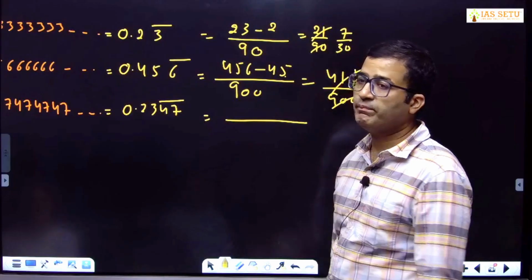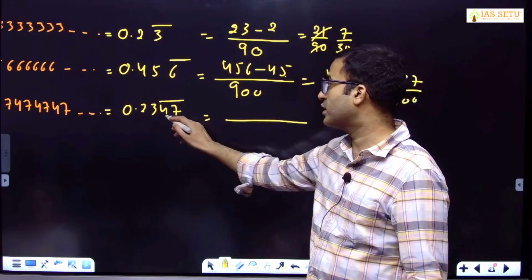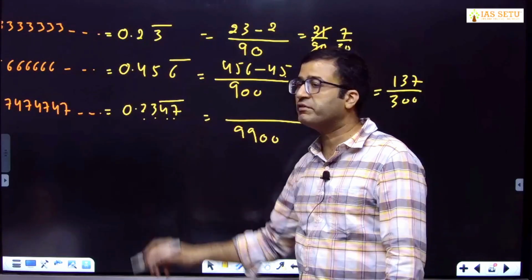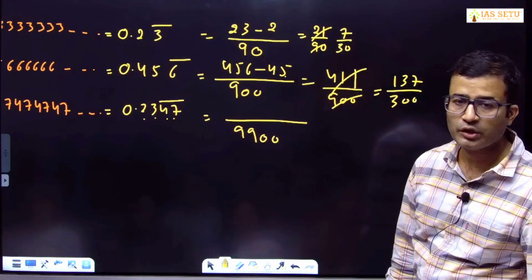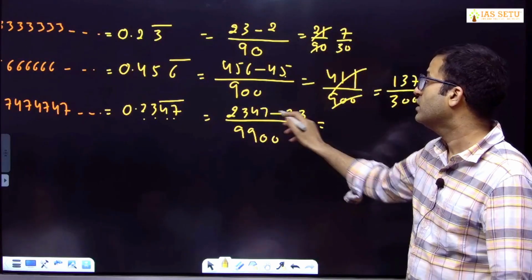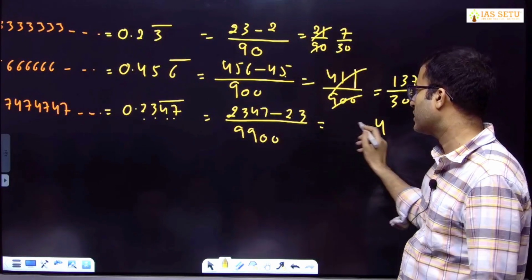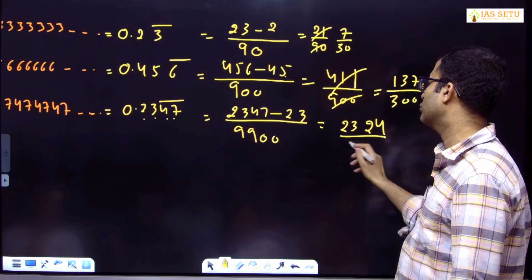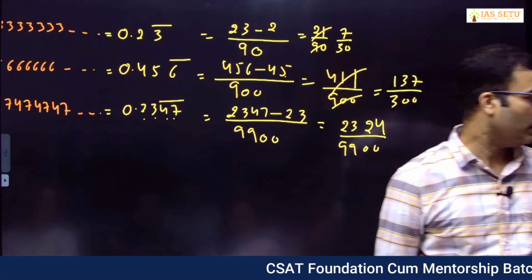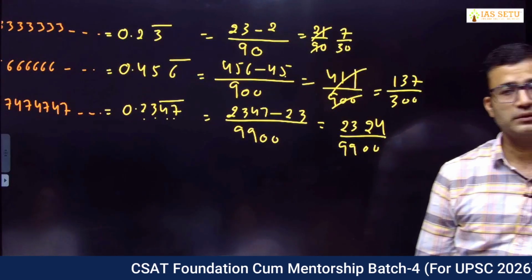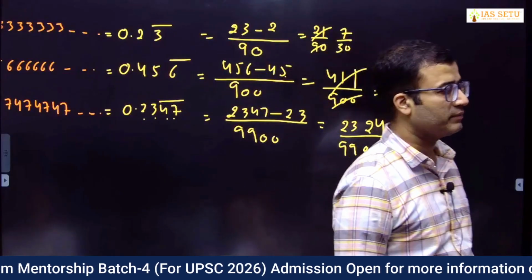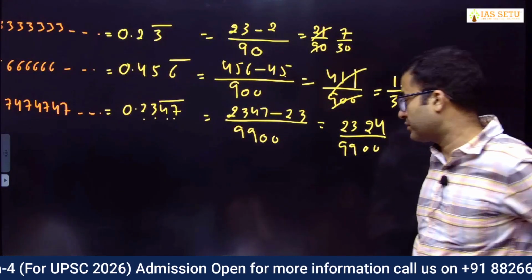So the third example, how many 9? 2, because there are 2 digits in the bar. How many 0? 2, because there are 2 digits between decimal and recurring part. What is your numerator? Total number 2347 minus 23. 7 minus 3 is 4, 4 minus 2 is 2. So it is 2324 upon 9900. Simplify. Is it clear? All of you. If you understood type 2, type 3 is easier. Type 3.